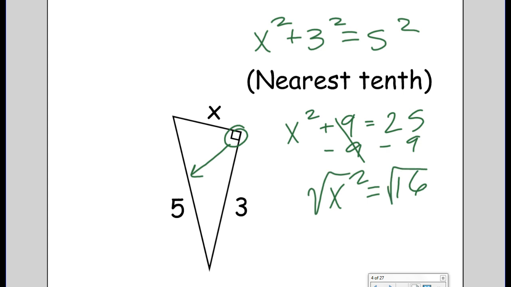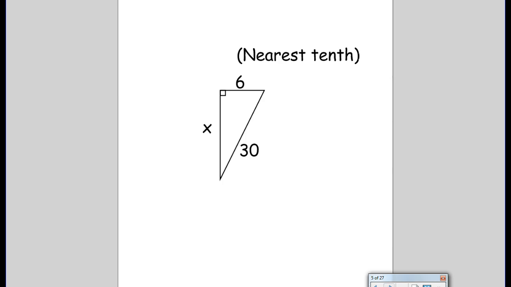What's the square root of 16? It's a beautiful answer. You didn't even need to round. It is 4. This is actually called a 3, 4, 5 triangle, even though it's not to scale. Look, the 3 is longer than the 4. Sorry about that. Anyways, it's a 3, 4, 5 triangle. That's called a Pythagorean triple. We'll learn more about those later.